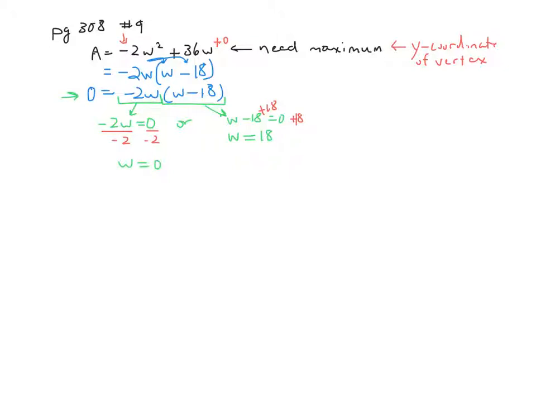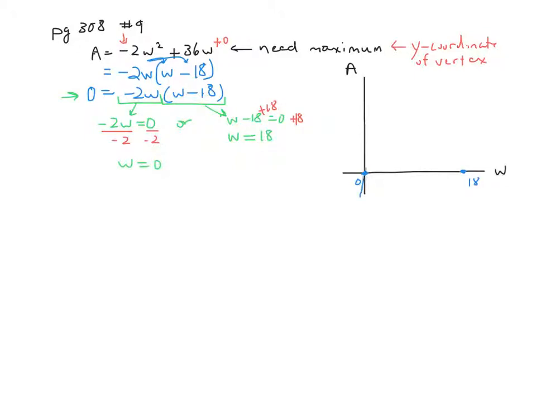Now, how does that help us? Well, let's talk about the sketch. What is this going to look like? So I said at the beginning our parabola should be opening down, and our y-intercept is at 0. So this is our w-axis. This represents the independent variable of w. My y-axis is really my dependent variable of area. And I have my x-intercepts, or in this case w-intercepts, at 0 and at 18. And my parabola opens down.